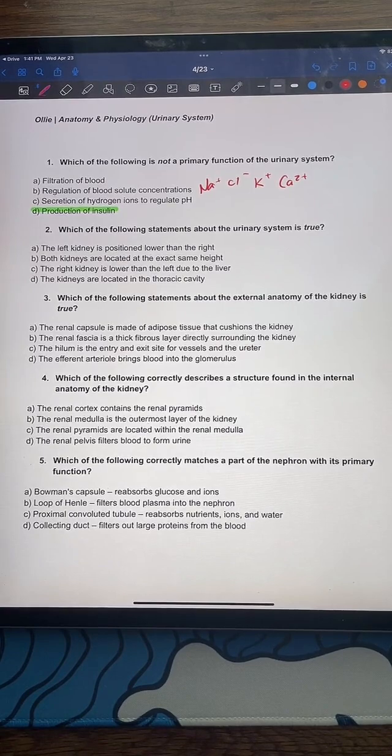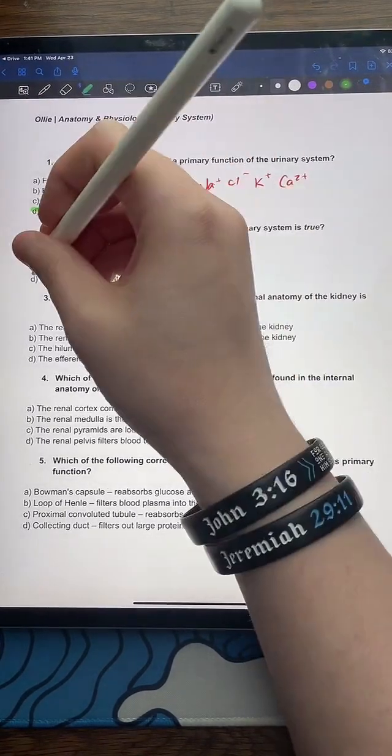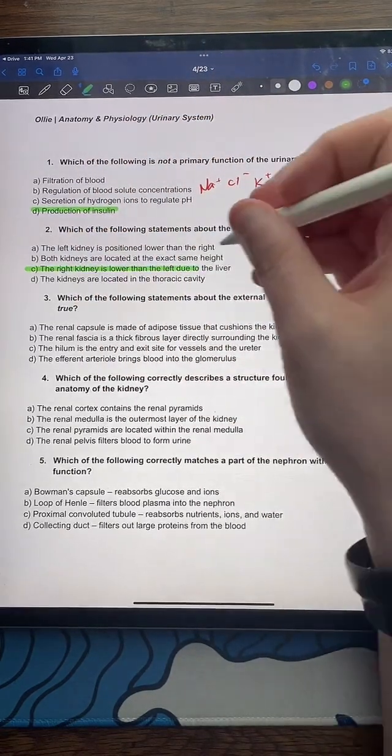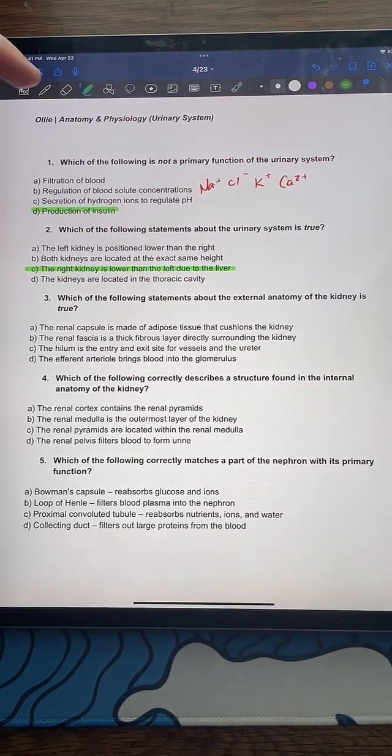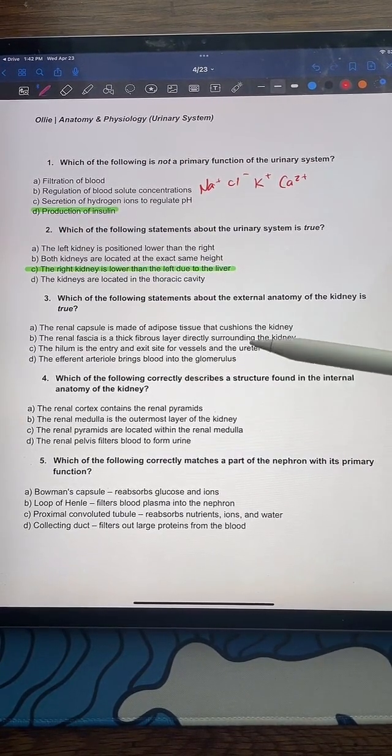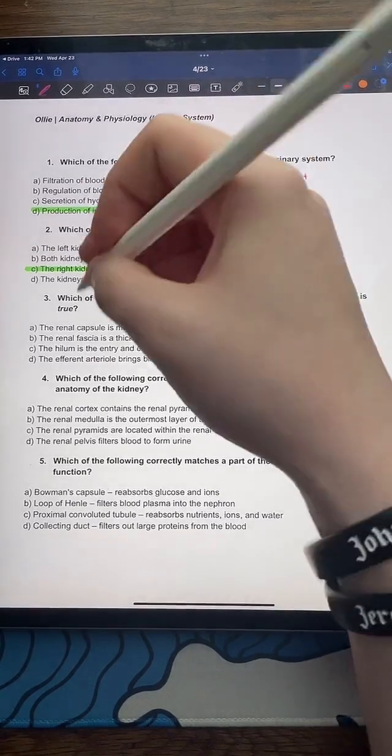All right, so number 2, which of the following statements about the urinary system is true? The only true part here is C. The right kidney is lower than the left kidney due to the liver. So the liver takes up space on the right side, pushing the right kidney slightly lower.